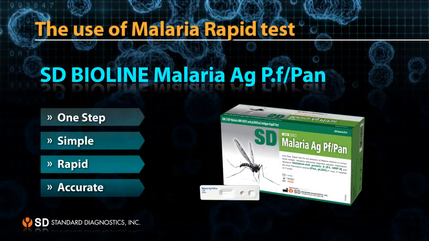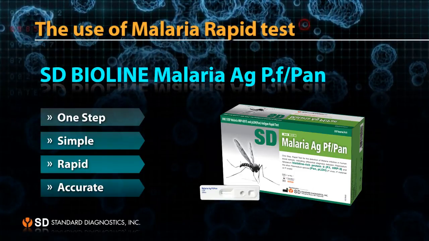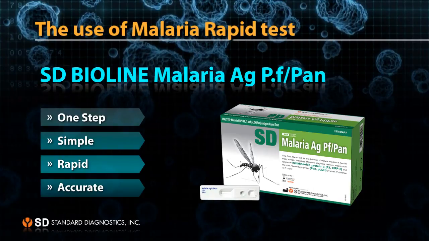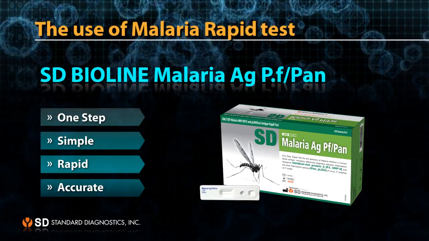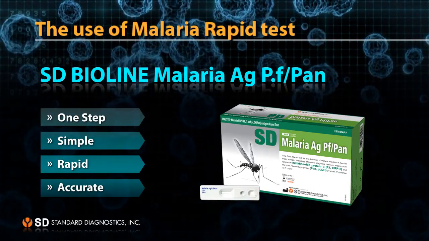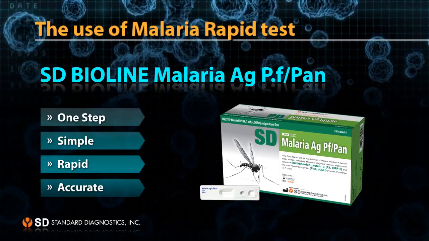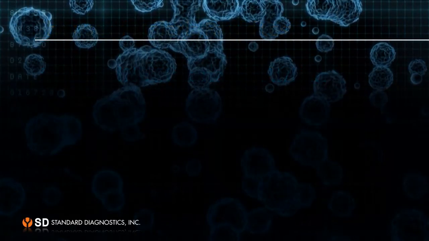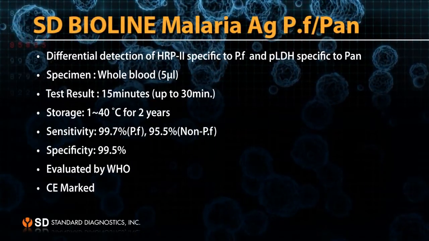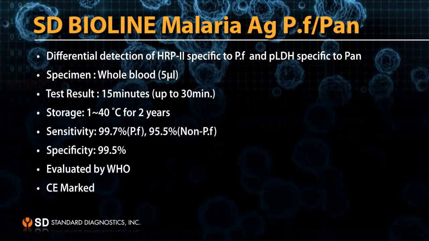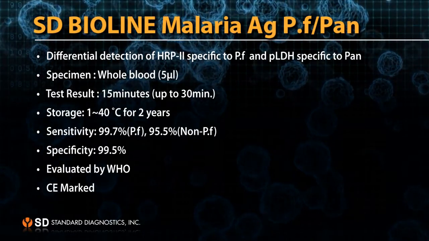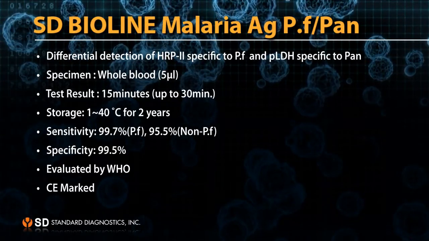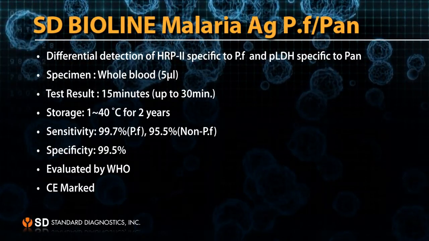Malaria Rapid Diagnostic Tests, RDTs, assist in the diagnosis of malaria by detecting evidence of malaria parasites in human blood. The Malaria Antigen P.f/Pan rapid test is a one-step, simple, rapid, accurate test. The BIOLINE Malaria Antigen P.f/Pan rapid test is for differential detection of HRP-II specific to Pf and pLDH specific to Pan.